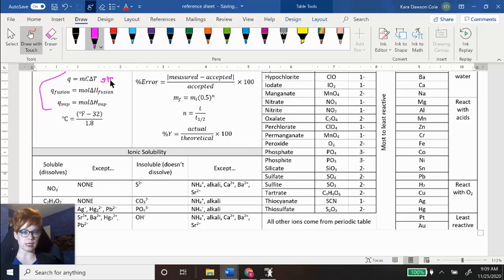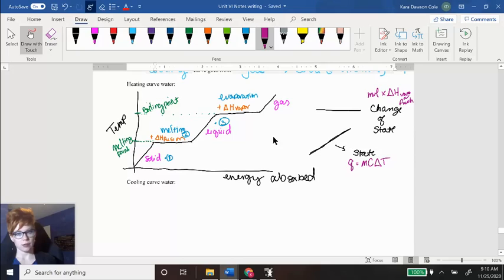Q equals MCΔT is going to be for a state, so solid, liquid, gas. Delta H of fusion is going to be for melting or freezing. And then the delta H of vapor, or the heat of vaporization, is going to be for vaporization or evaporation or condensation. So evaporation or condensation, melting and freezing. So you use these on your heating and cooling curves when you're going from a solid all the way to a liquid.